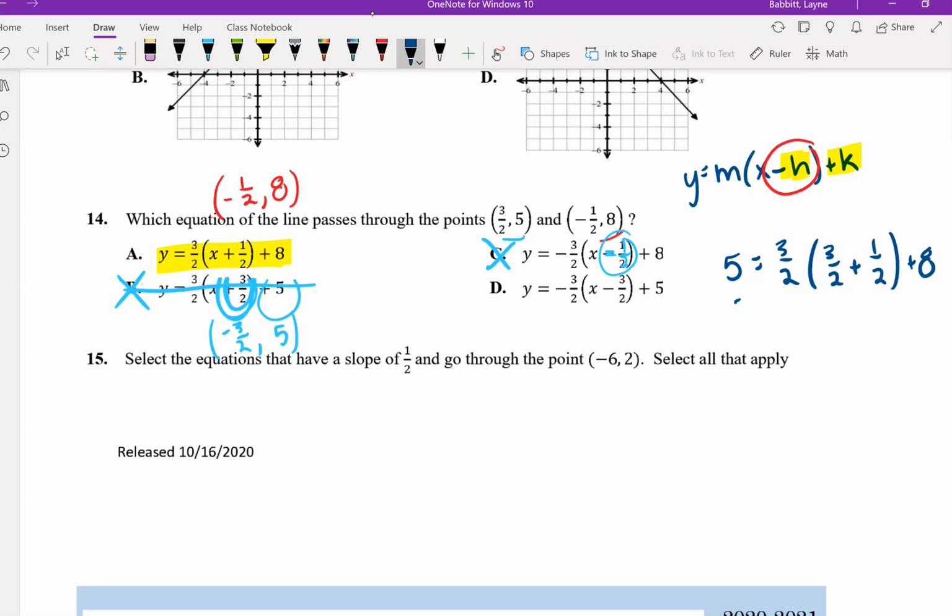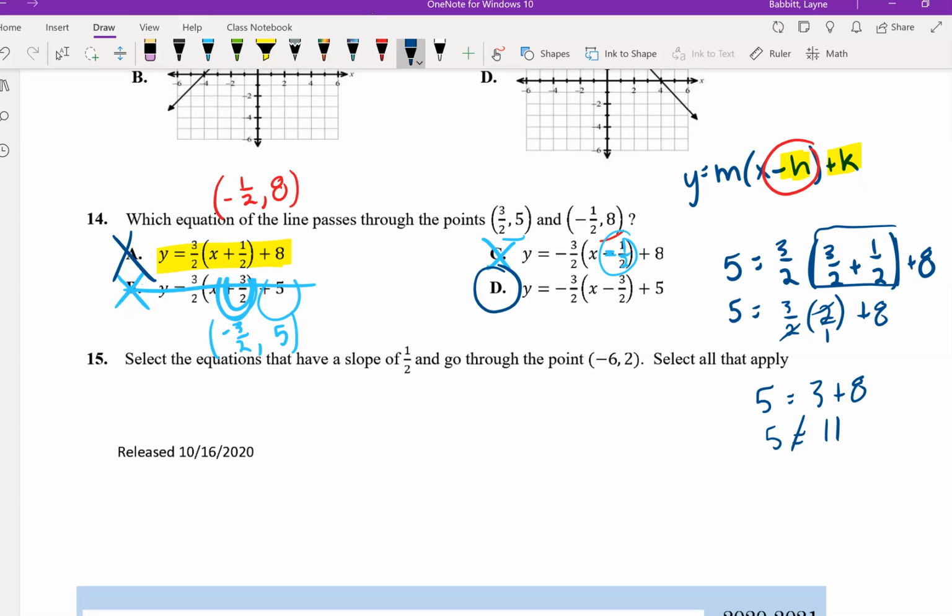And see if I get a true statement. 5 equals, so 3/2 plus 1/2 is going to be 4/2. 4/2 is 4 divided by 2, which is just 2. So it's going to be 3/2 times 2 plus 8. 3/2 times 2, this is just 2 over 1. The 2's on top cancel, so this will be 3. 3 plus 8 is 11. 5 does not equal 11. So it can't be A, so we know our answer is going to be D.